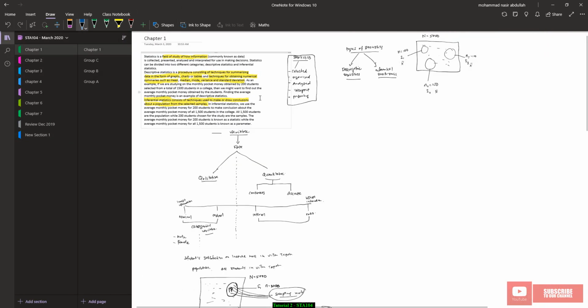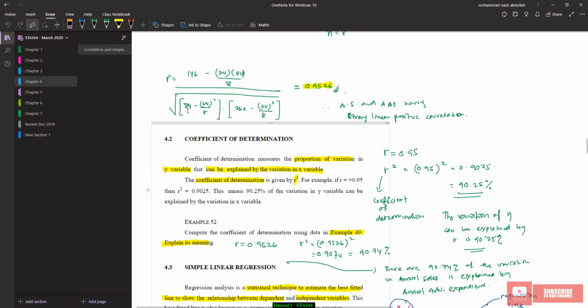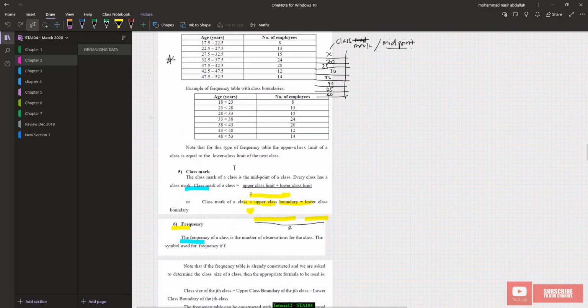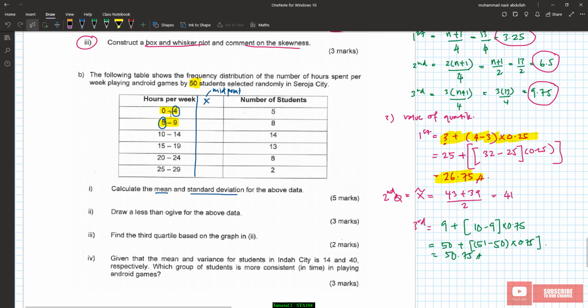Do you still remember? Where is my note? Midpoint. Oh, class mark, right? Upper class limit plus lower class limit divided by 2, or we can use upper class boundary plus lower class boundary divided by 2. Right? Either one. Okay? So upper class limit plus lower class limit divided by 2. So this one should be how much? 9 plus 5 divided by 2 should be equal to 7. This is 12, 17, 22, 27. Right?